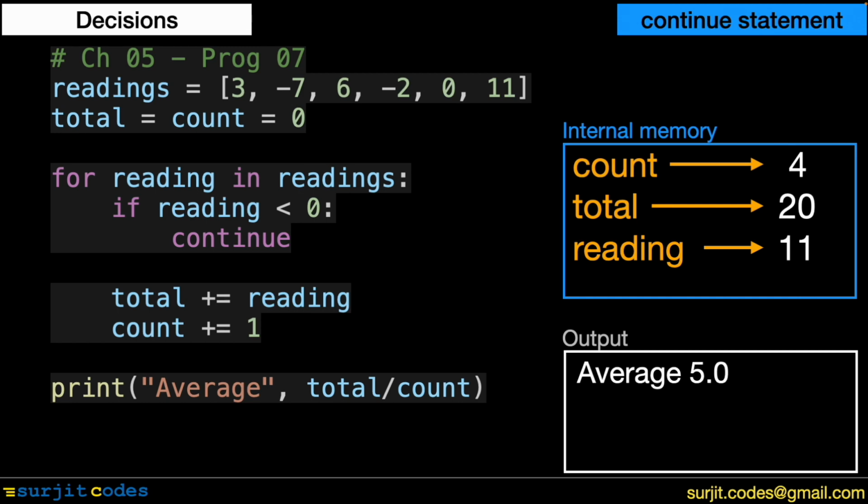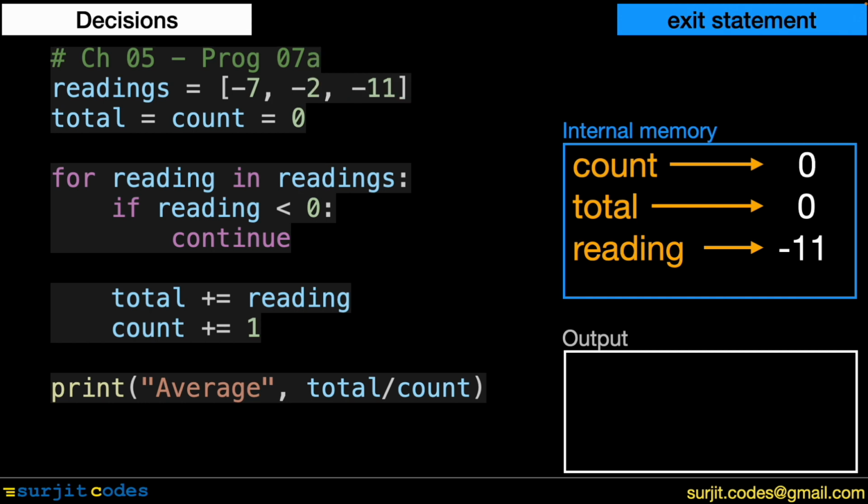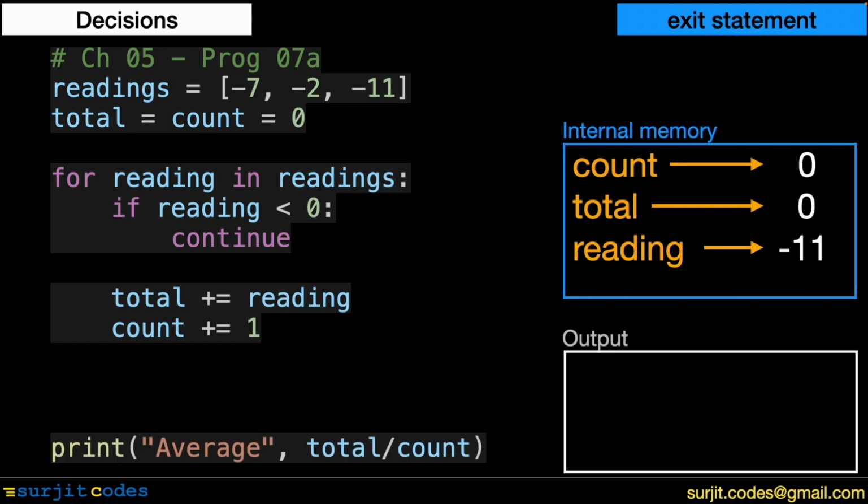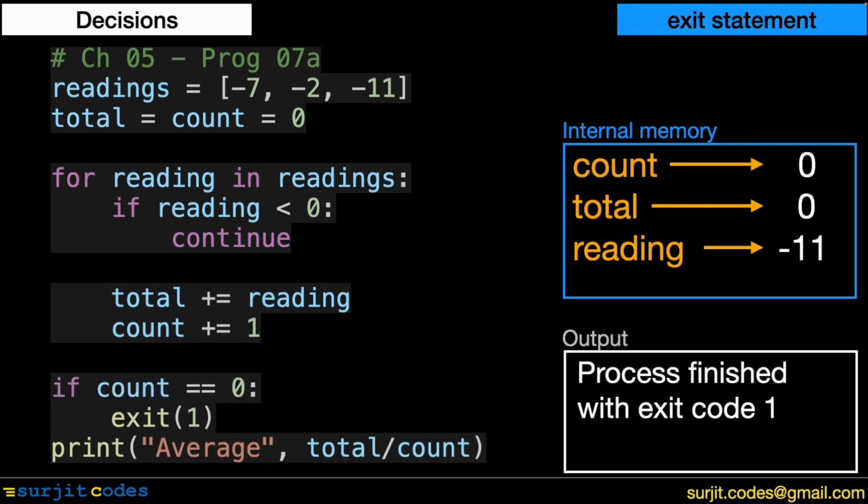But there is a danger in this program. Whenever there is a division, we must make sure that the denominator is not 0. If all the readings are negative, count will be 0 and division by it is not allowed. So before division, we must check that count is not 0. If it is 0, we must decide for a remedy. We here perform exit 1.